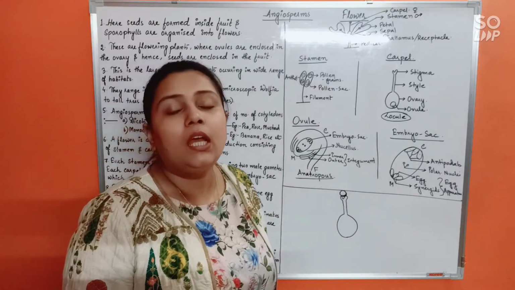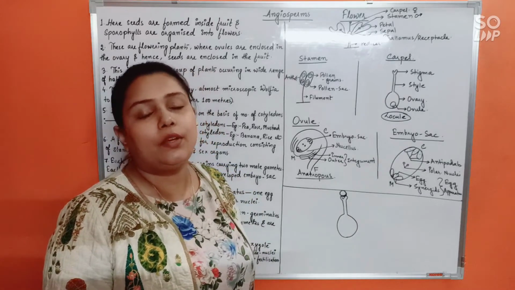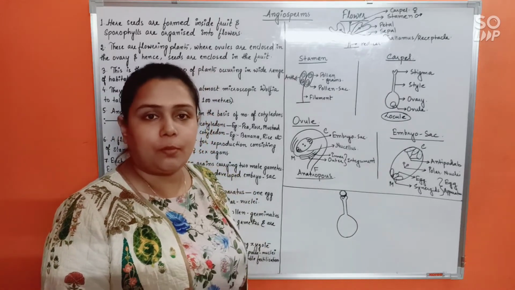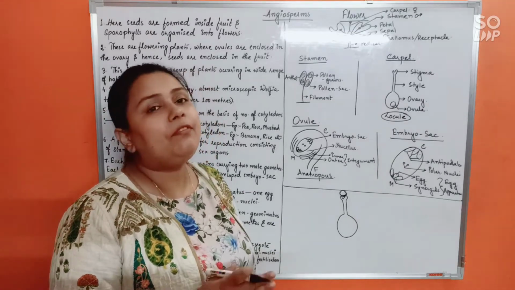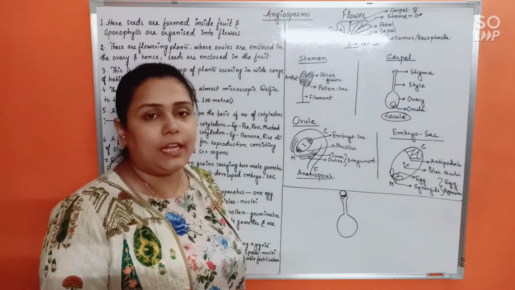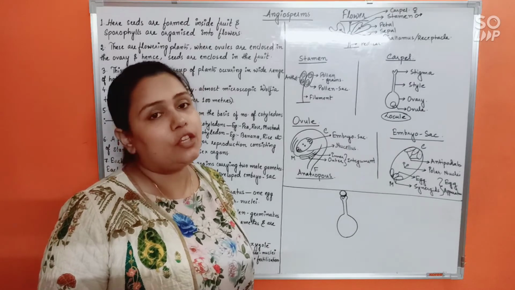Do remember, in gymnosperms you have learned that there is only one type of pollination present, that is anemophily, but in angiosperms there can be various types of pollinating agents or pollination present.